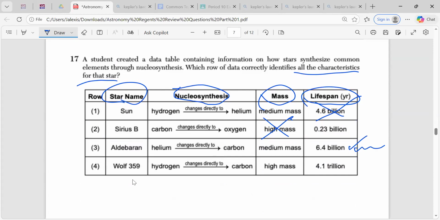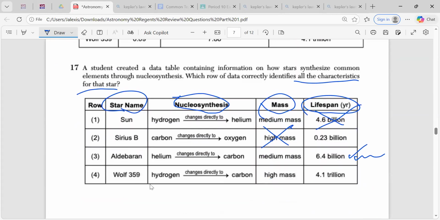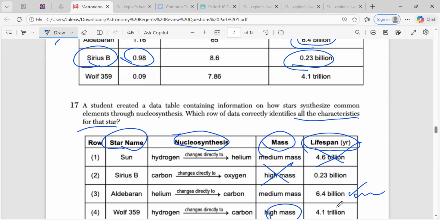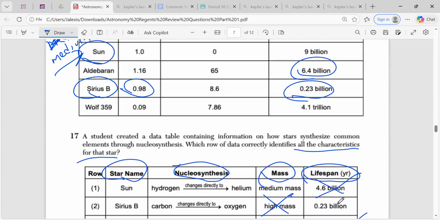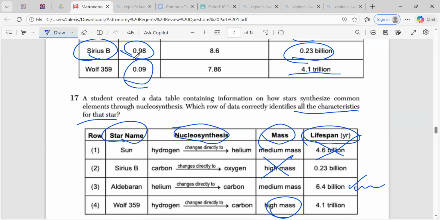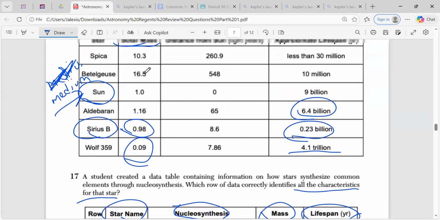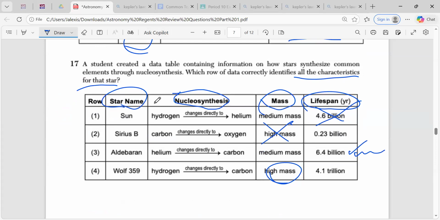Let's look at Wolf 359. It says it has a high mass and a lifespan of 4.1 trillion, right? Well, when I see the solar mass says 0.09, so even though the lifespan is still correct, 0.09 can't be high mass if a medium mass is 1. So it definitely can't be that, right?